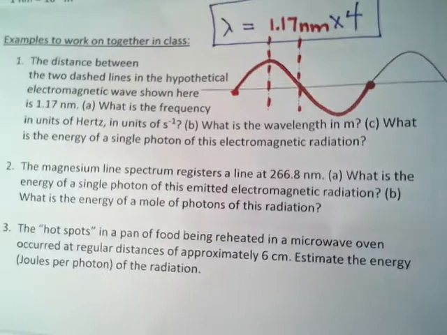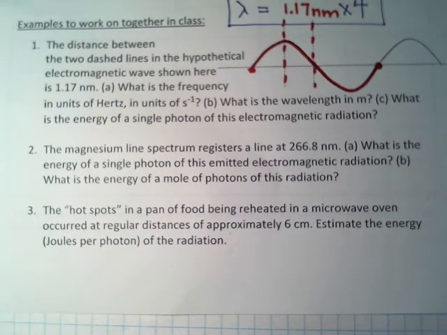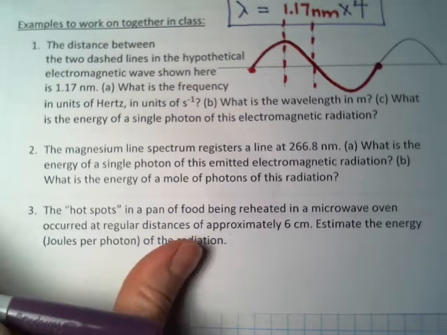All right, the second question on this handout, we'll put the question back in view here. We've got a line spectrum from magnesium metal that registers a line at 266.8 nanometers. We want to first find out what's the energy of a single photon of this emitted electromagnetic radiation, which is just another expression simply for light. And second, we want to find out what is the energy of a mole of photons of this radiation.